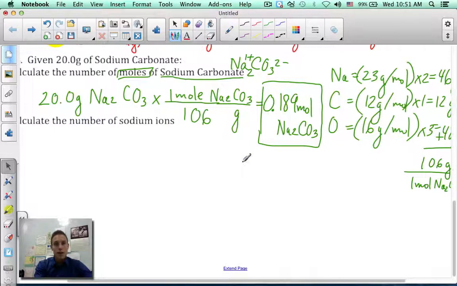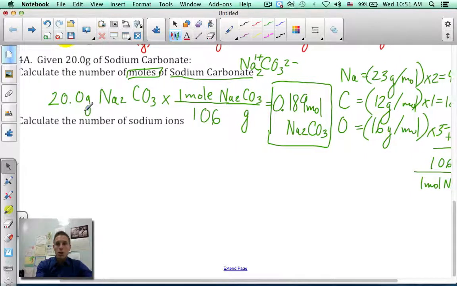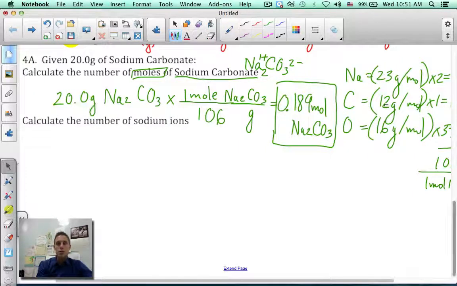Okay. Calculate the number now of sodium ions. So this is a little bit harder. It takes a few more steps. So I'm going to take this number of moles. So I'm going to write that over here. I'm going to change colors to make it easier to distinguish. So if I have 0.189 moles of sodium carbonate, and I want to figure out how many sodium ions I have.